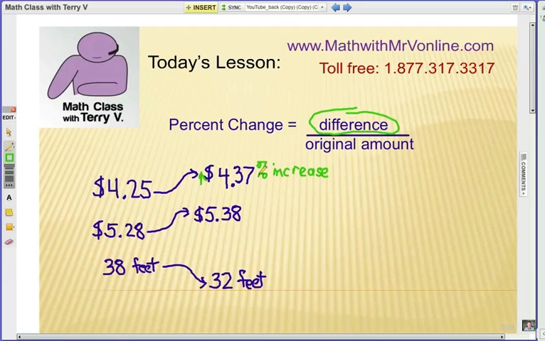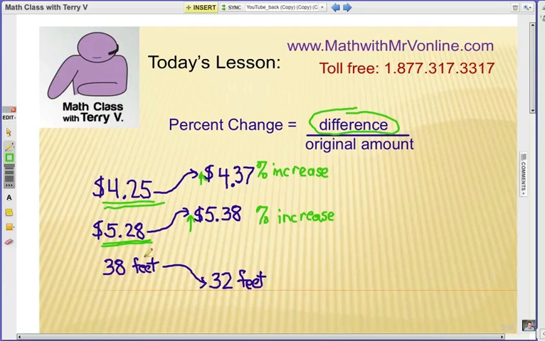Okay, subtract. Maybe on something else you saw $5.28 and then it became $5.38. All right, so again, that's a percent increase. And even though the starting amounts were different, if you're talking about percent change, it's a way to compare things that start at different levels. Okay, so obviously you're going to subtract, and then you're always going to go and divide by the original amount, which is this first number.